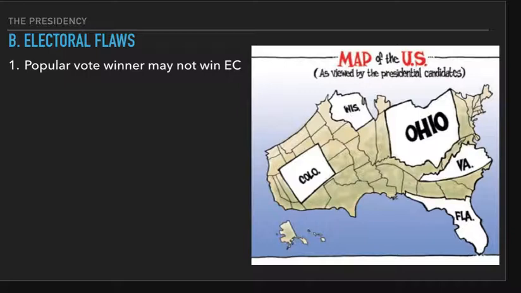Now, arguments against the Electoral College and some of the flaws in the system. So the popular vote winner may not win the Electoral College. That has happened a number of times in our history. That happened with Hillary Clinton, right? She won the popular vote, correct? Okay. So she won the popular vote, but Donald Trump wins the electoral vote. It happened back in 2000 with George W. Bush and Al Gore as well. We can go back a few other cases in history as well.